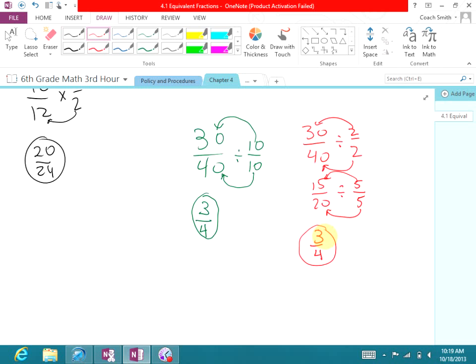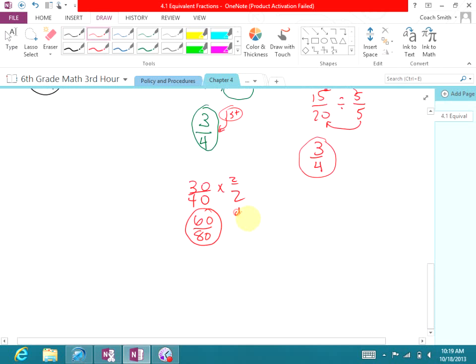Now, we have to find the second fraction. So this is the first one. That's the first fraction. The second fraction is to take 30 over 40 and multiply it by 2 over 2. 2 over 2. 30 over 40 times 2 over 2 is 60 over 80. 60 over 80 is the next fraction. So that's your second fraction.